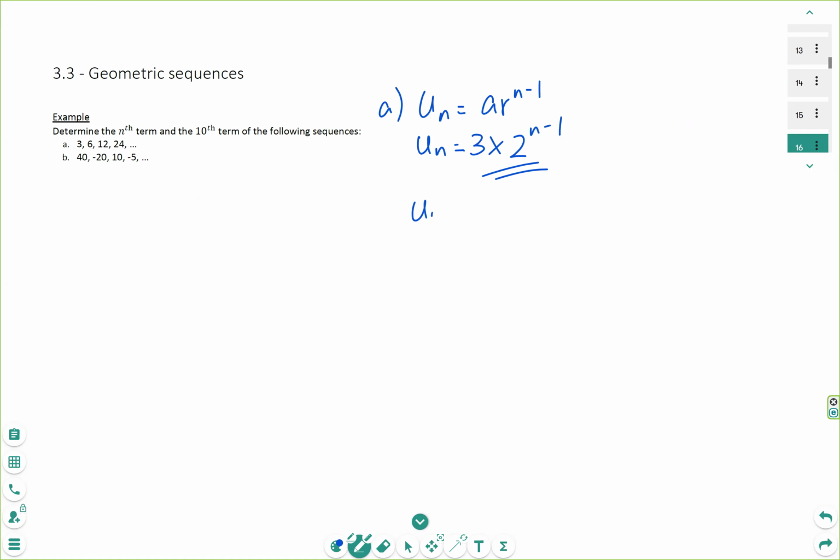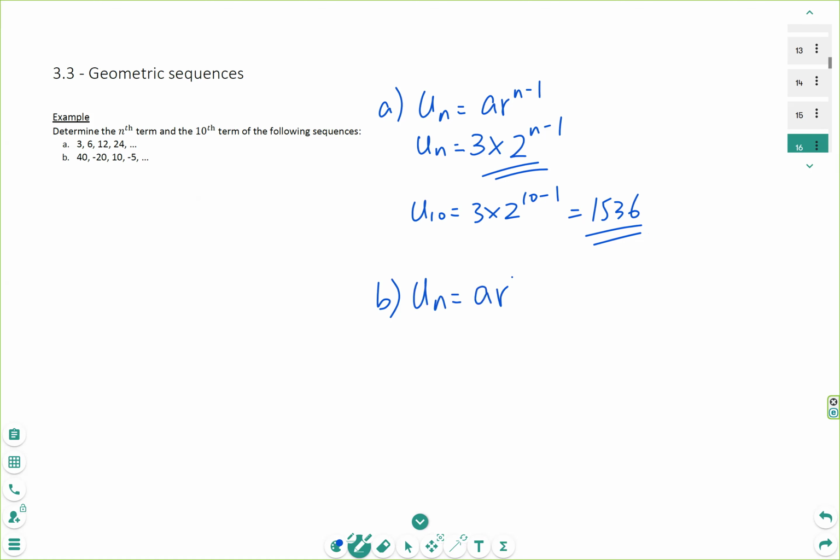For the 10th term, u10 equals 3 times 2 to the power of 10 minus 1, which, if I use my mental maths, aka my calculator, is 1536. Simple. It takes me no seconds to work it out. 2 to the power of 9, obviously, times 3, of course, is 1536. If you can't do it in 5 seconds, you should learn your mental maths better. Just kidding.